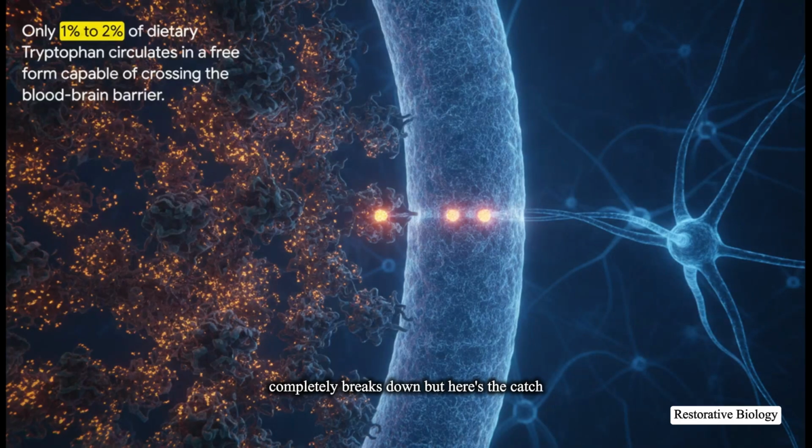But here's the catch. This pathway has a severe biological bottleneck. A whopping 98% of the tryptophan circulating in your blood is bound to serum albumin. That leaves only a tiny fraction, just 1 to 2%, in a free form that's actually capable of crossing the blood-brain barrier to fuel your sleep chemistry. It's like a massive traffic jam right outside the brain.